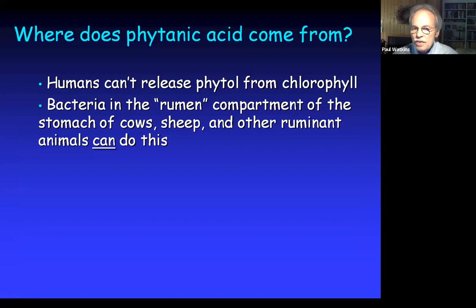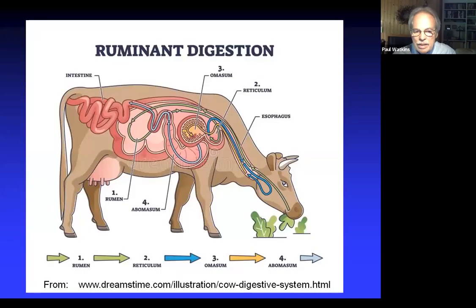Humans cannot release this phytol from chlorophyll, but bacteria in the rumen compartment of the stomach of cows, sheep, and other rumen animals can do this. The cow's digestive system is very complicated with respect to our own digestive system, and has evolved for the digestion of things like plants. As you can see, the cartoon cow is eating grass, and the chewed up grass travels down this green pipeline to this first compartment of the cow's stomach called the rumen. And this is where bacteria break the phytol side chain off of the chlorophyll molecule. And then it goes through the second, third, and fourth compartments of the stomach and then to the intestines.